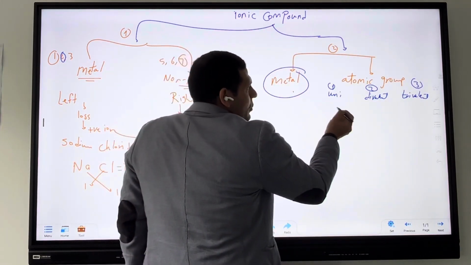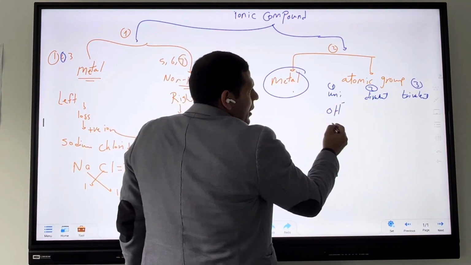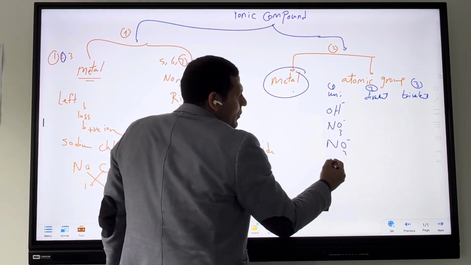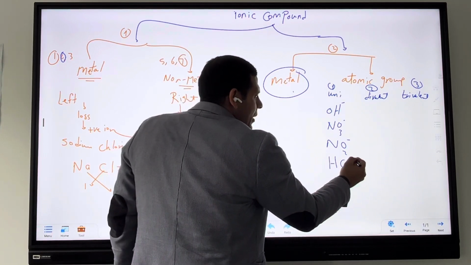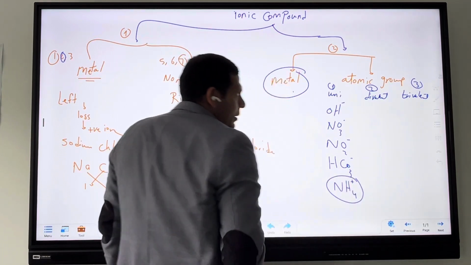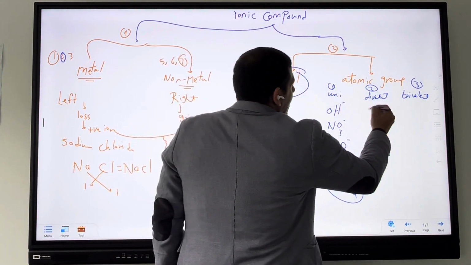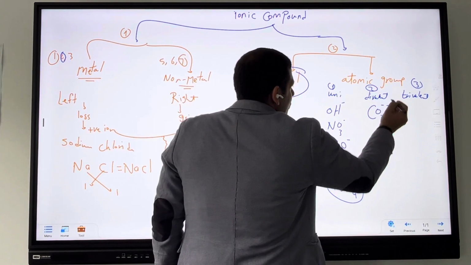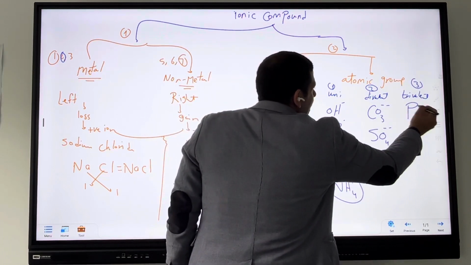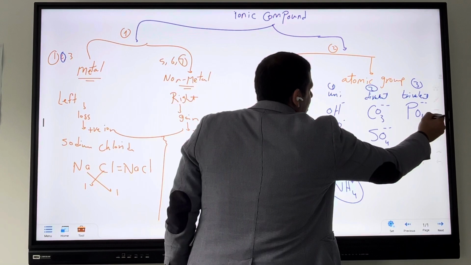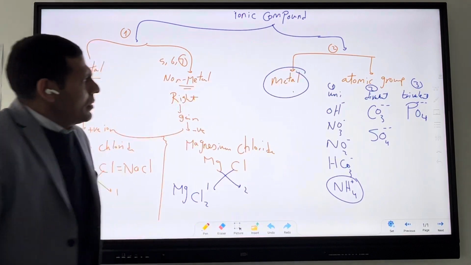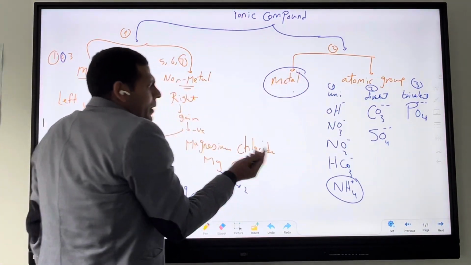The univalent groups include OH hydroxide, nitrate NO3, nitrite NO2, hydrogen carbonate HCO3, and ammonium NH4, which is the only positive group. In the divalent group, we have carbonate CO3 minus 2 and sulfate SO4 minus 2. In the trivalent group, we have PO4, which has a valency of minus 3.